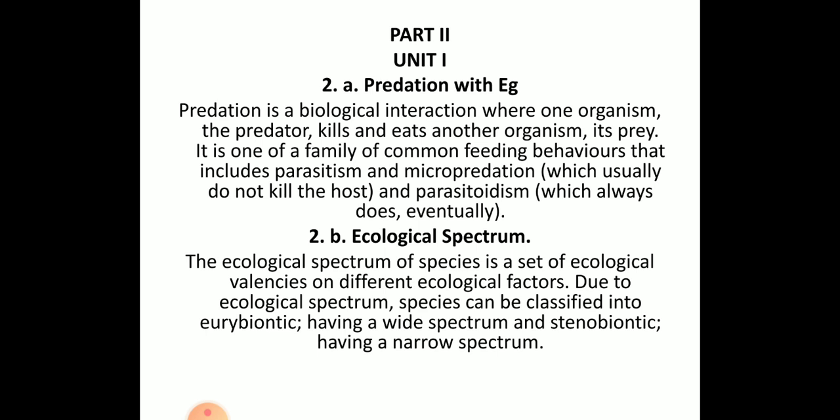So in unit 1, the first question is predation. Predation is nothing but the biological interaction of killing and eating another organism. Usually it is seen in carnivorous animals hunting herbivorous animals. Next, ecological spectrum. So spectrum is nothing but the classification of the animals depending on eurybiont and stenobiont, or having a narrow spectrum.